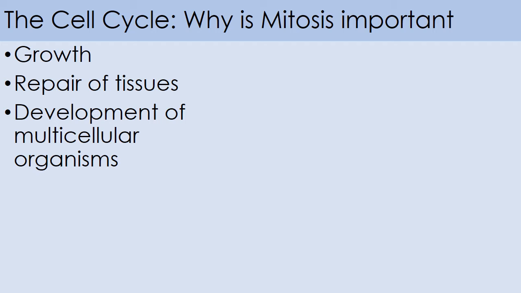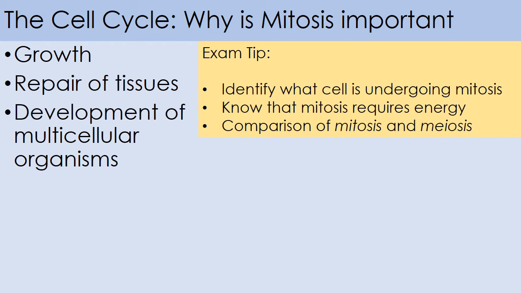If you cut yourself or get a graze on your leg, it heals by mitosis. We've got those skin cells healing by mitosis. That's what our growth is, and that happens fairly quickly, as you can see as well. We also are able to develop as multicellular organisms. We can get bigger.